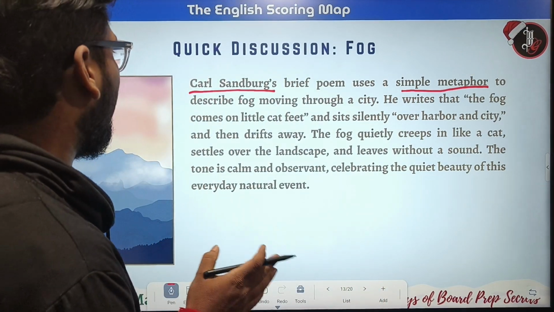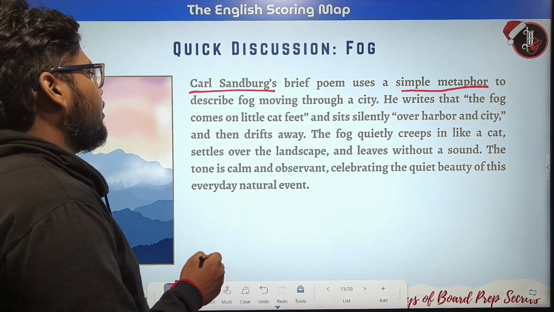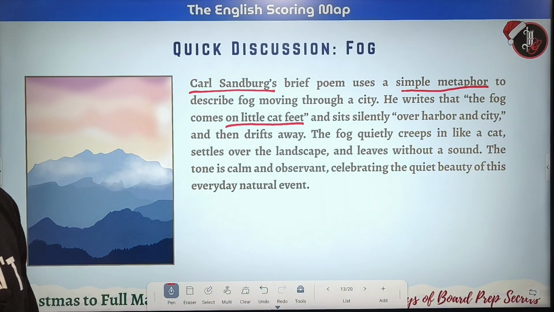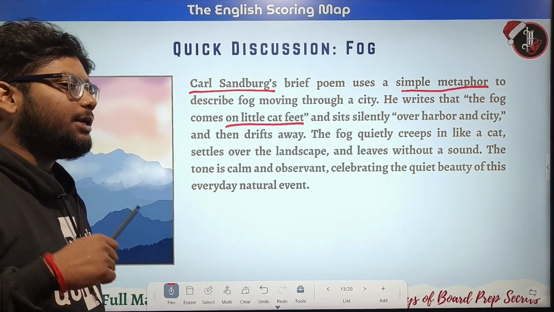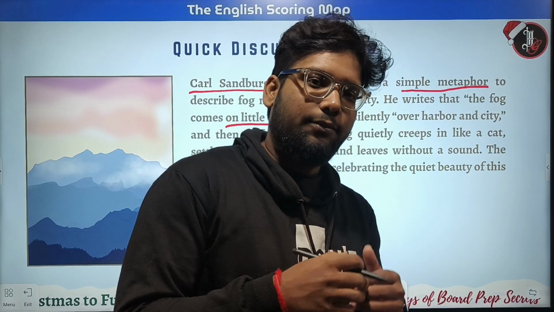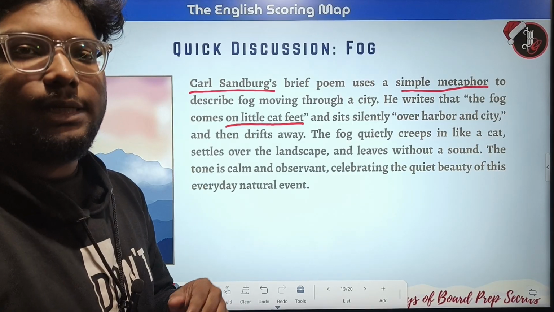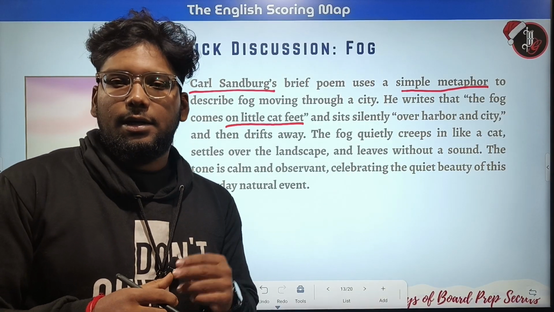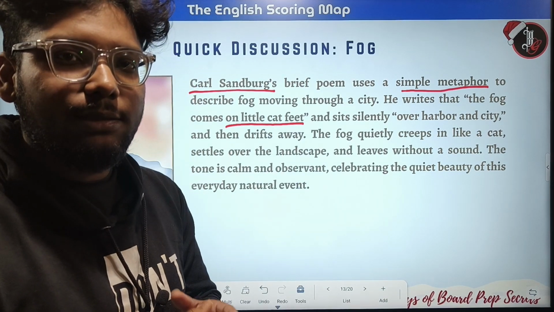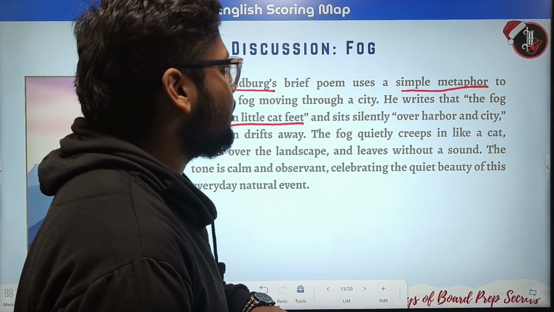It says that the fog comes on little cat feet. Now what does this little cat feet mean? It means that the way a little cat walks in, the fog walks in like this. Cats basically walk very slowly, right? We cannot notice or put our attention towards a cat when it is moving. Like this, the fog also comes in and sits silently over harbor and city.